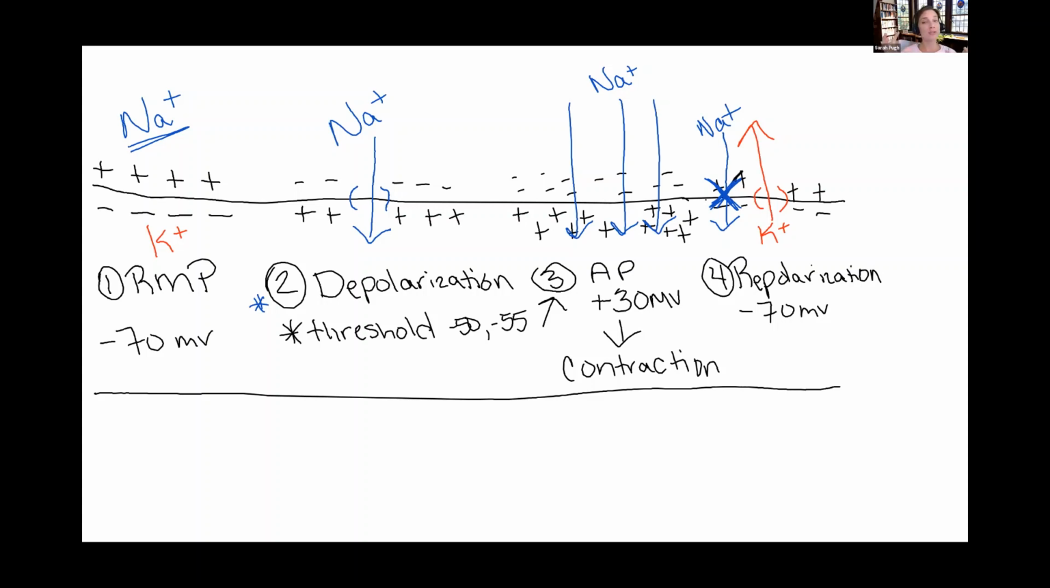Once you get a contraction, we have to repolarize the membrane. We've got to get back to -70 so that we can go through this all over again. Now there is one more step that I didn't walk you through. And this very last step is, I'm running out of room on my board, so I'll do it right here.